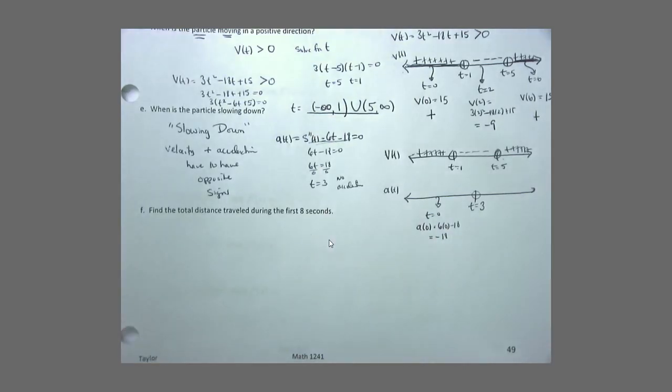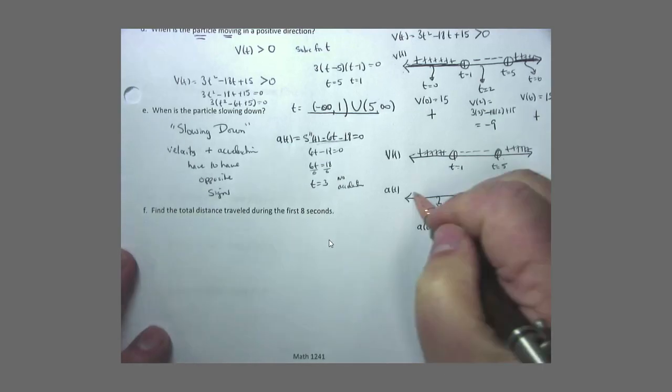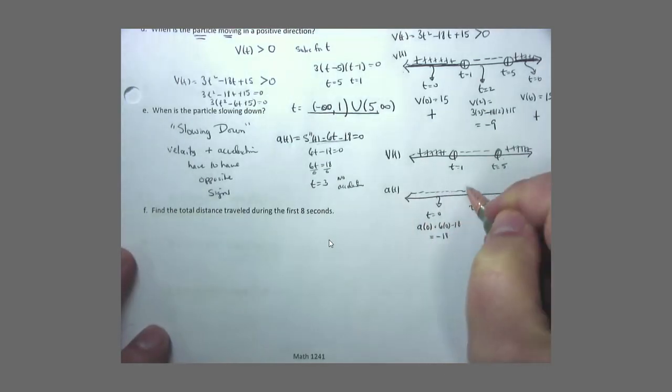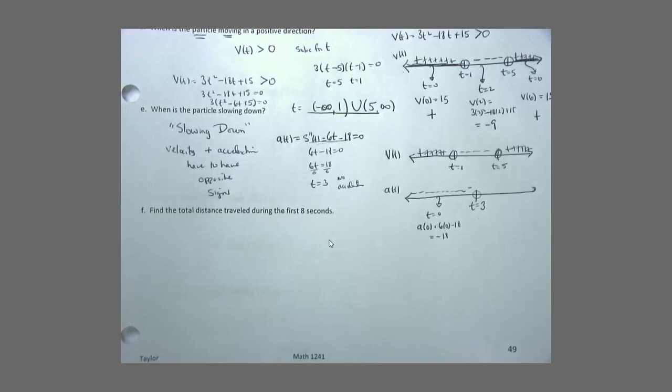But I don't care what the number is. What sign is it? Negative. So for time intervals less than 3, I am actually accelerating in a negative direction. I'm accelerating towards the left or down. Does that make sense? Now, pick a number bigger than 3.